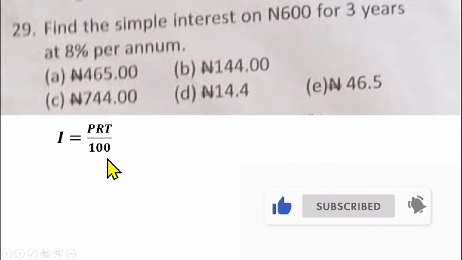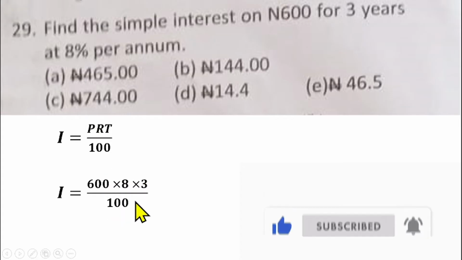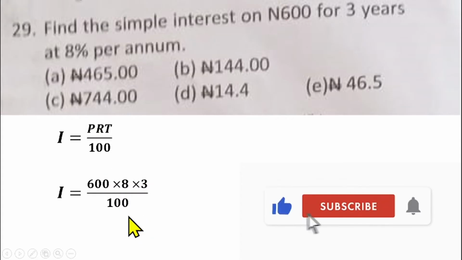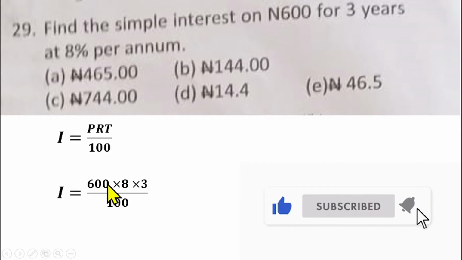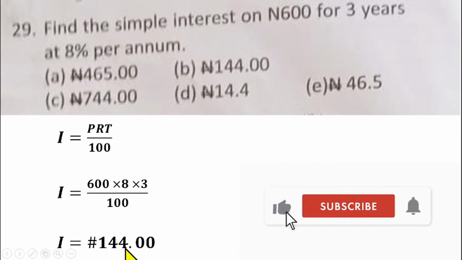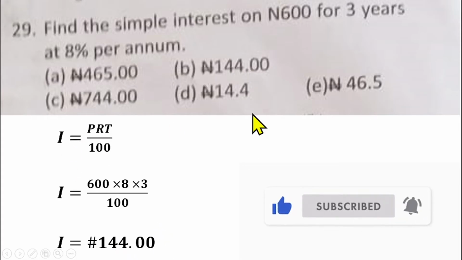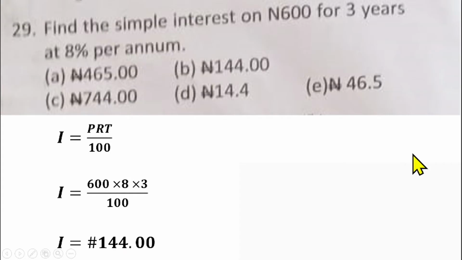If you substitute that into this formula, you have 600 times 8 times 3 over 100. So 100 will go into 600, that will be 6 times 8 times 3. That should give us 144 naira 0.00. So that makes option B the right answer for question number 29.